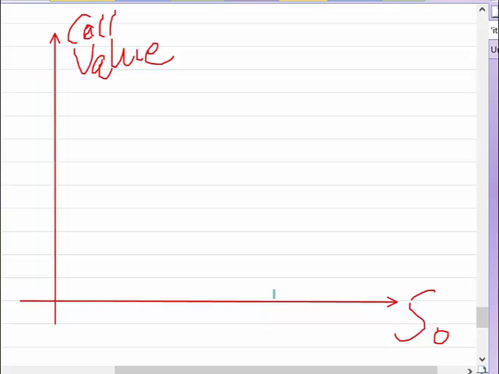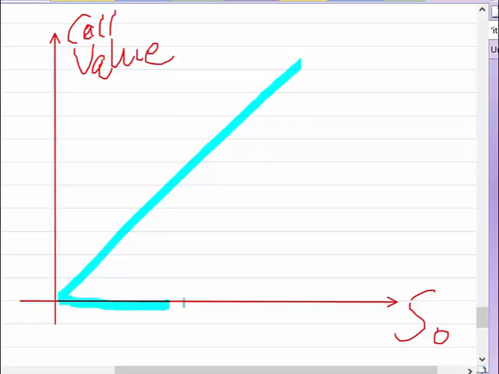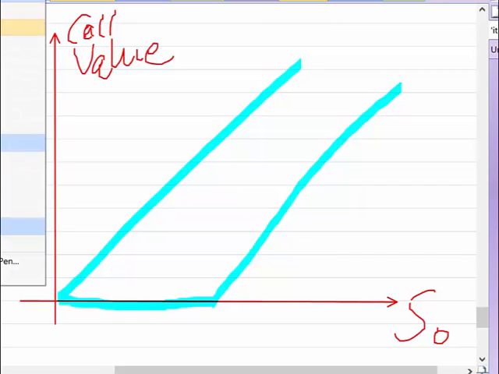Get the highlighter. So that's the upper bound, and then you have this lower bound. This region is where the call option can be. Let's say, what do we have?